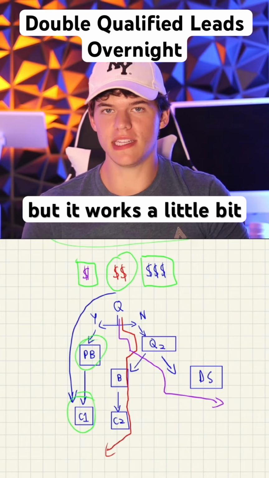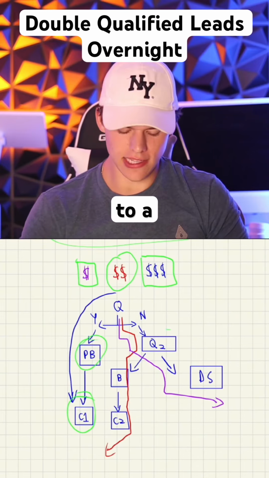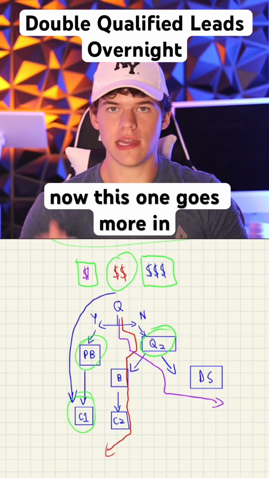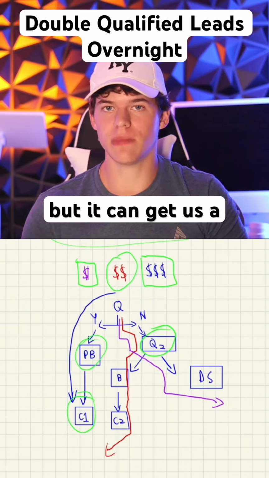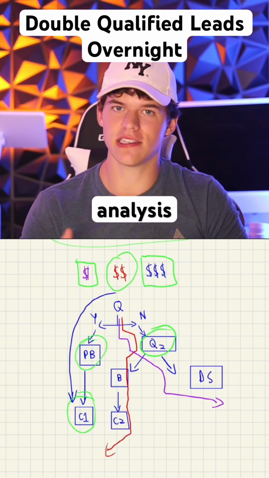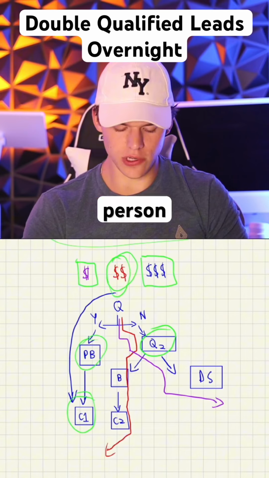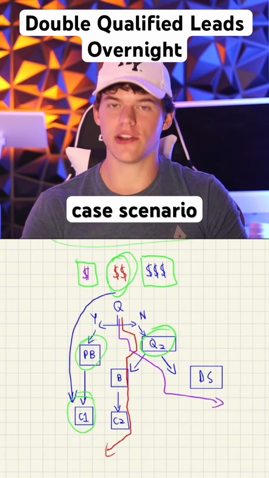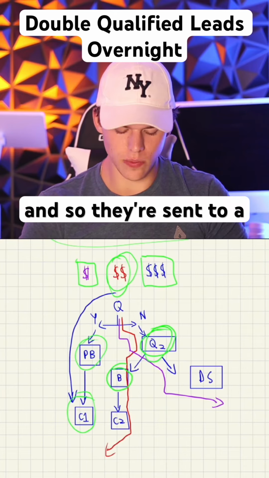But it works a little bit differently if you don't pass the initial qualification. Instead, you're sent to a secondary qualification page. Now, this one goes more in depth and it adds more friction because it has more questions, but it can get us a more accurate analysis of if that person is potentially qualified. Now, in the case of our tier 2 person, who is an edge case scenario, in the second qualification, they're deemed qualified, and so they're sent to a booking page.